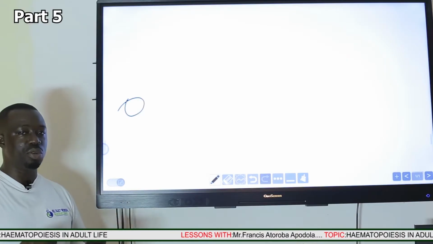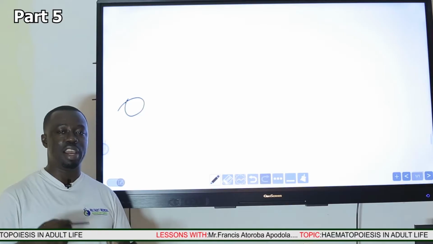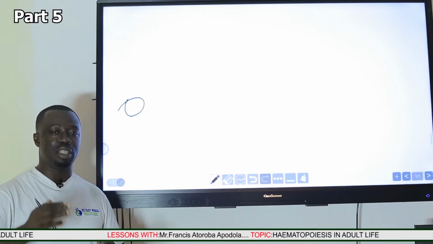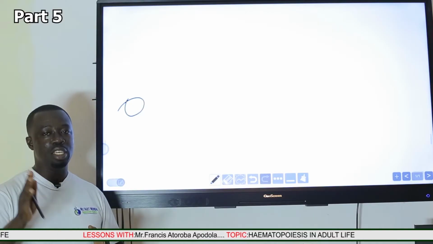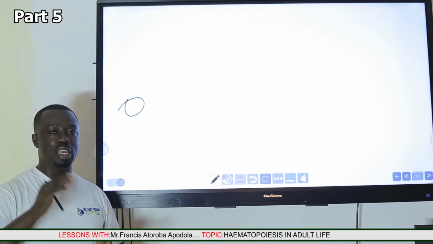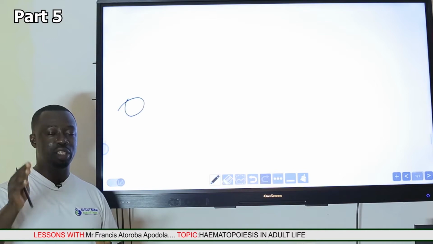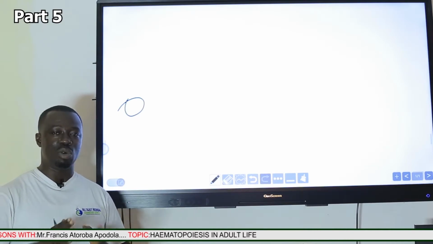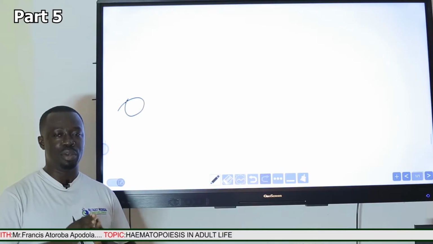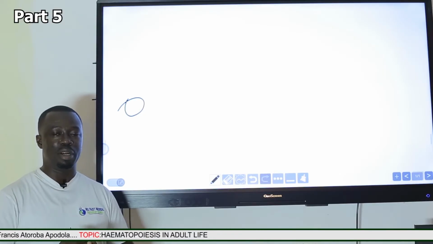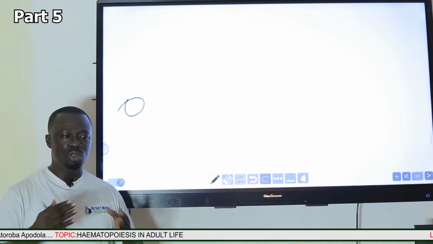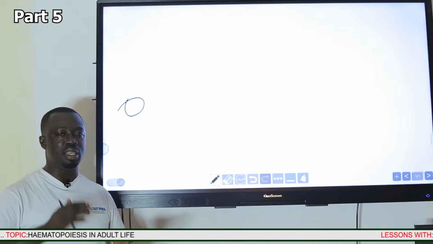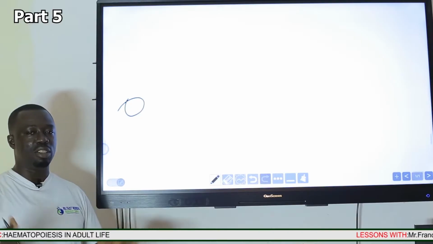And we also looked at haematopoiesis occurring in the bone marrow, that is from the 6th to the 7th month onwards of the fetal life. The bones begin to form and haematopoiesis begins to occur within the bone marrow. And we indicated that haematopoiesis occurring within the bone marrow is called myeloid haematopoiesis. In today's lesson, we shall be looking at haematopoiesis in the postnatal and the adult life.